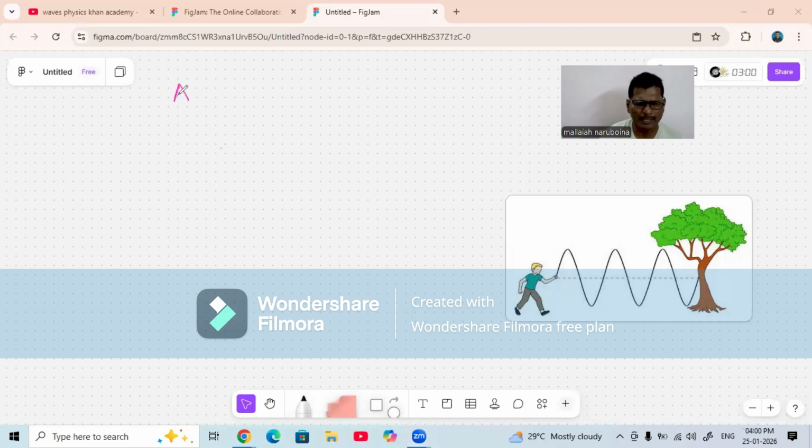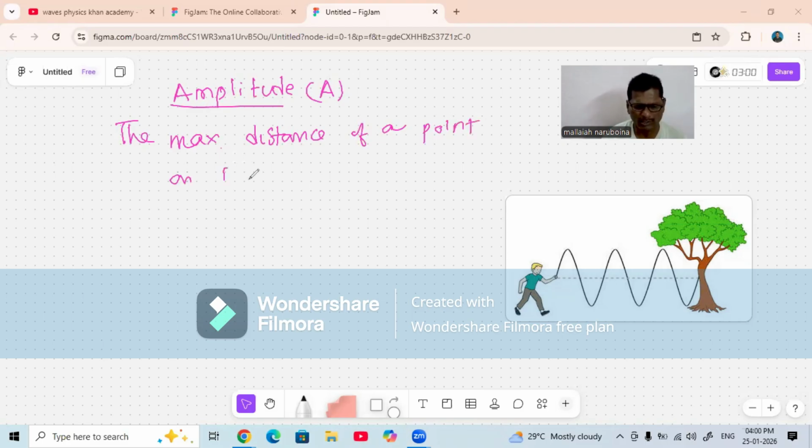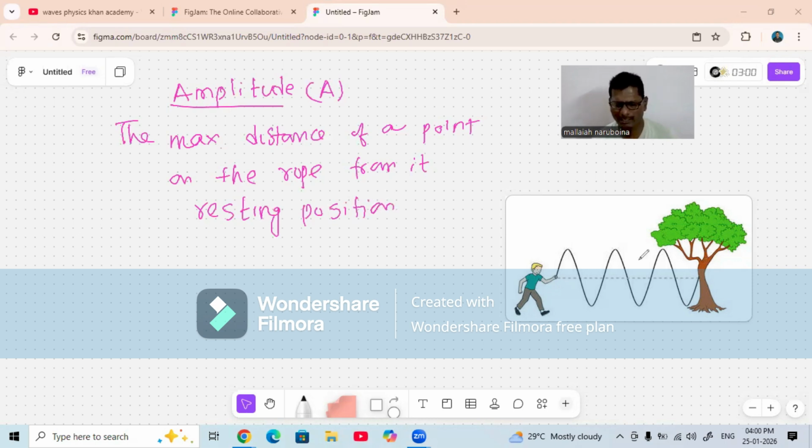Next, another important term is amplitude. This is represented by the letter A. The maximum distance of a point on the rope from its resting position is called amplitude. In this diagram, this is the resting position when the rope is not moving up and down.